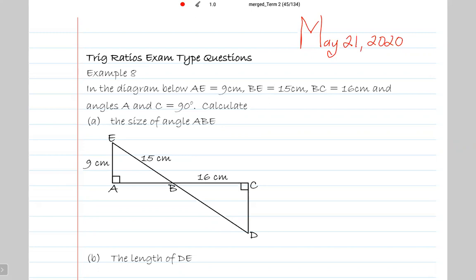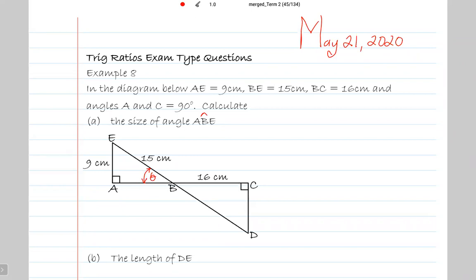So first of all, whenever 3 letters are used to reference an angle, the angle is always at the letter in the middle. So let's identify the angle on the diagram. This is angle ABE, and the angle will be at B. So the angle we're looking for is this angle here. I'm going to call it theta.